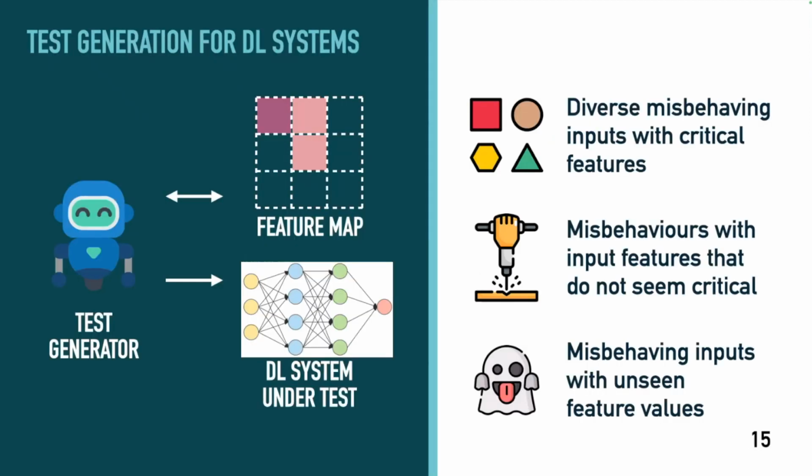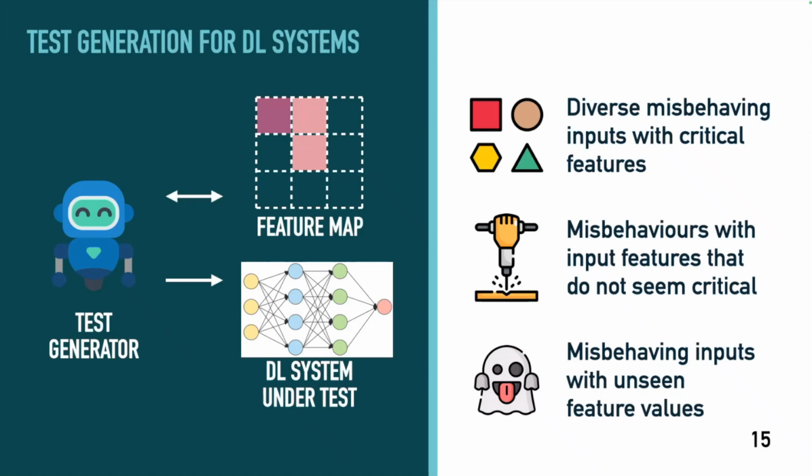But then we said, okay, we have these feature maps which are human understandable, and we have the test generator which can generate tests and populate the feature map. But the thing is, when deep learning systems are deployed in the real environment, they can face the phenomenon of development to operation data shift. So the developers might need more different inputs to improve the quality of their systems.